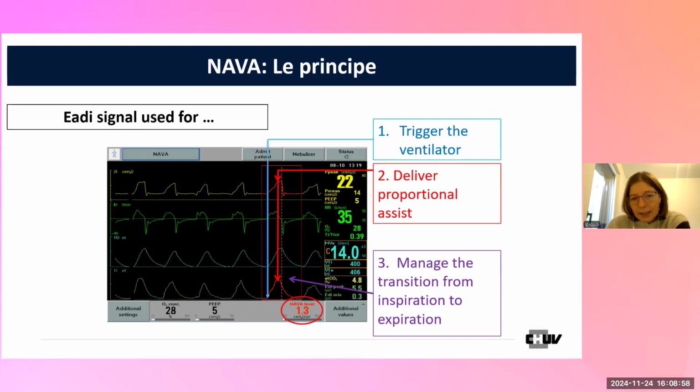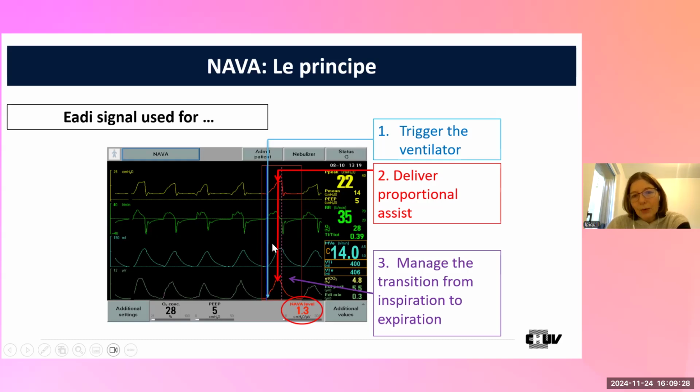Then this signal can be used to deliver assist in proportion to the amplitude of the electrical activity of the diaphragm. And you can see that the shape of the airway pressure curve here is very different compared to pressure regulated mode. It's not square, but it's really following the shape of the electrical activity of the diaphragm.